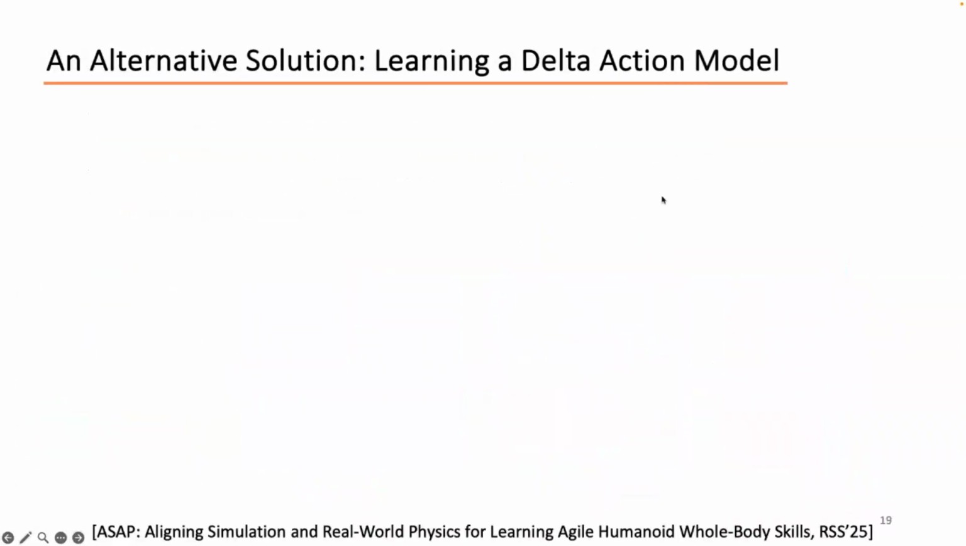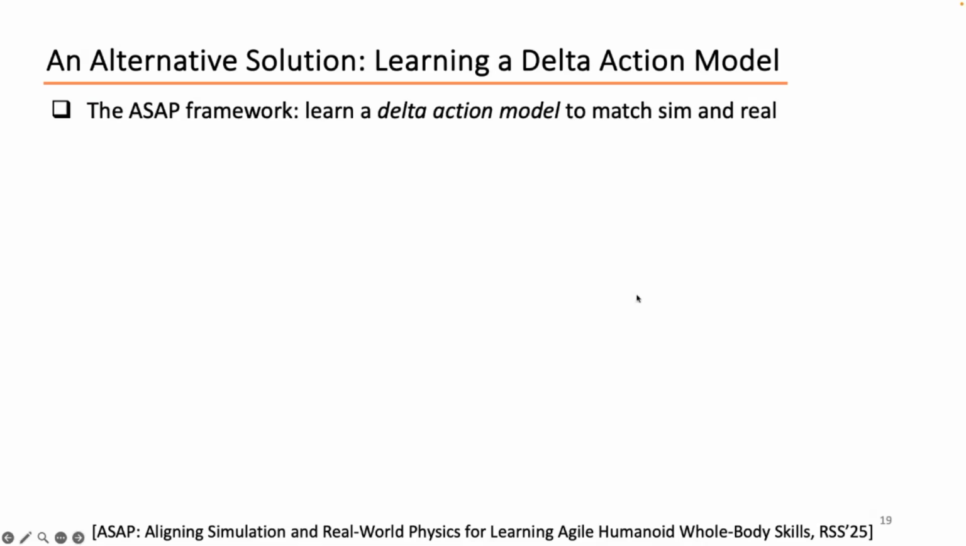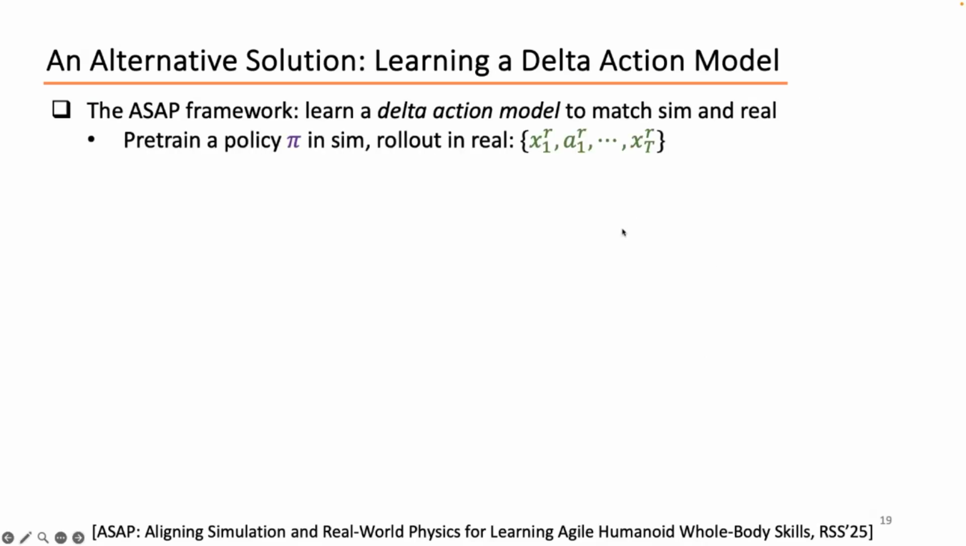So here I'm going to propose an alternative solution. Rather than learning a residual dynamics model, can we learn a delta action model, right? And the framework we propose is called ASAP. Learning a delta action model to match sim and real, aligning simulation and real-world physics. So here's how it works. We pre-train a policy pi in the simulator, and we roll out this policy in the real world, and we get a state and action trajectory, s^r, a^r, where the superscript r means real world.